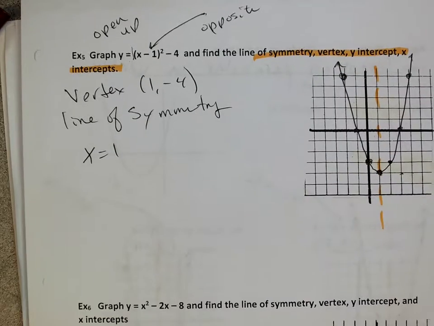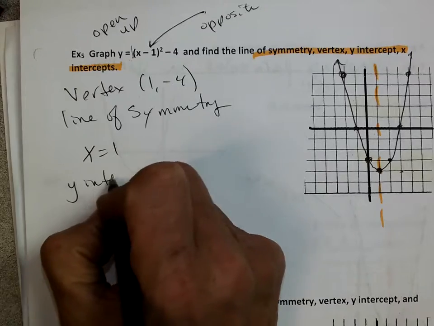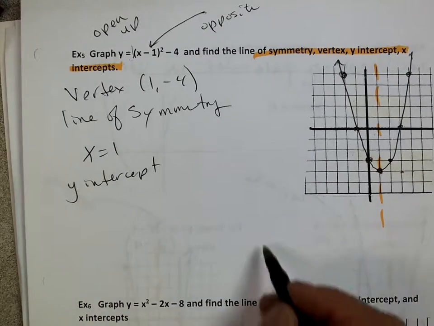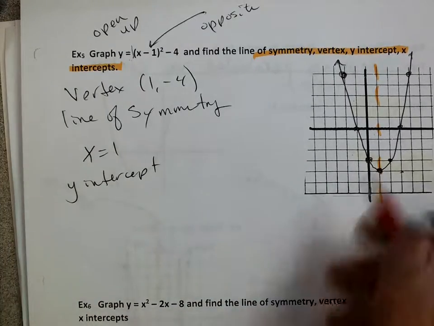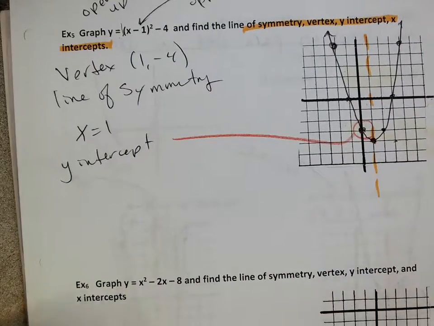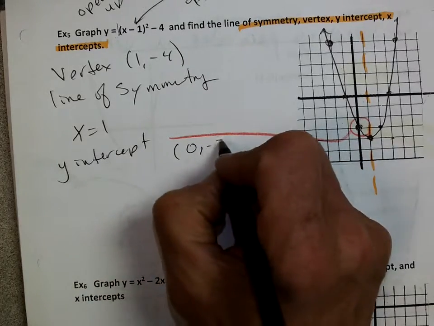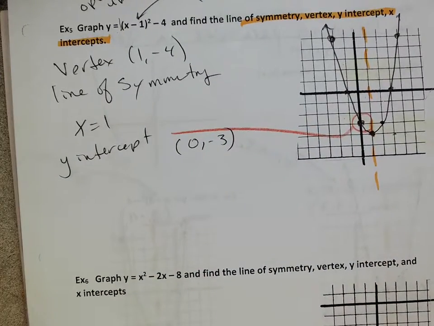And now we can actually answer the next two questions, right? Okay, our next two questions are going to be, well, the y-intercept is right there, correct? That's my y-intercept. So my y-intercept is at, how about 0, -3, but you got the right idea. Yes, yes, you got the right idea.